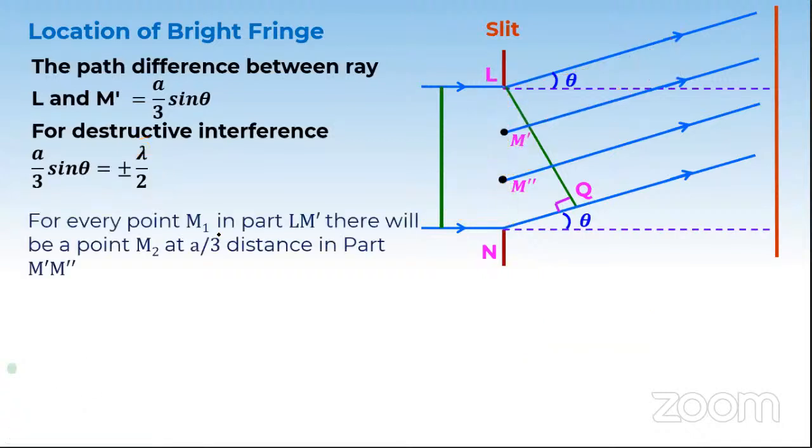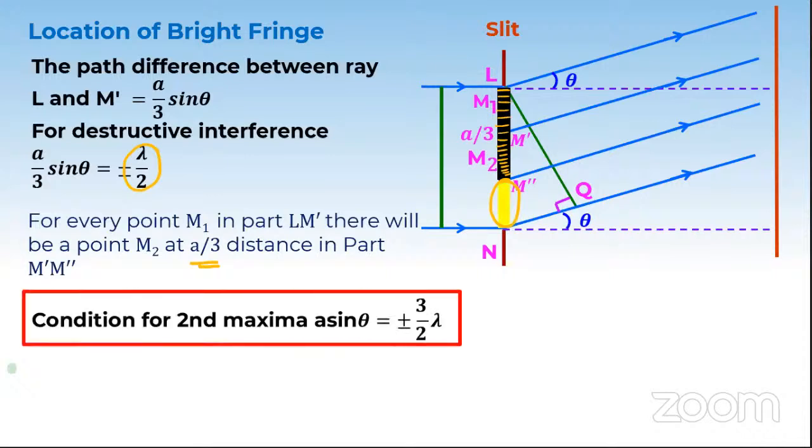For every point which is at a distance of a by 3, they'll interfere because they have a path difference of lambda by 2. They cancel out, and I'll be left with... see, I'm doing that here. M1 and M2 are at a distance of a by 3. Every point here they meet, and they cancel out. What I'm left with is just this part here, and that will be responsible for the bright fringe.